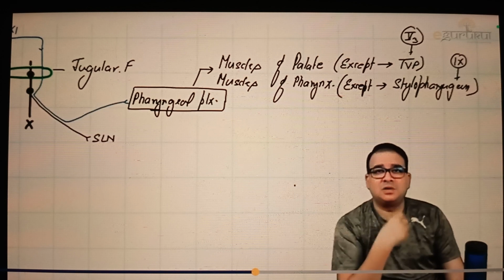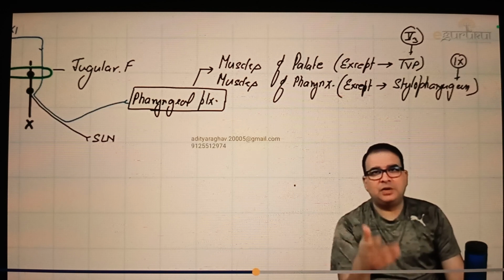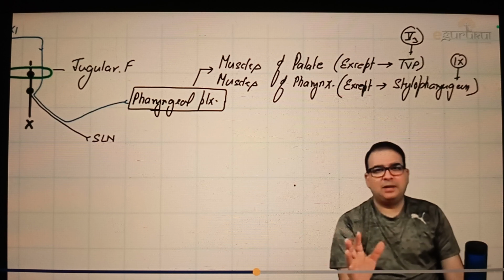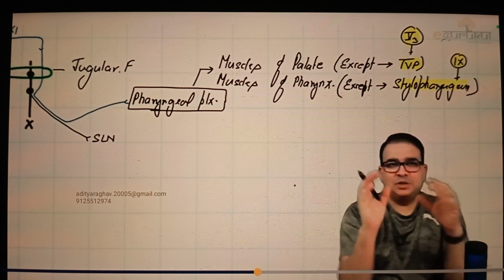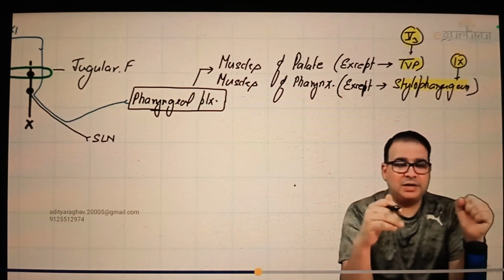There are so many muscles of the pharynx: superior constrictor, middle constrictor, inferior constrictor, stylopharyngeus, palatopharyngeus, and salpingopharyngeus. All of them are supplied by this, except what? Except stylopharyngeus and tensor veli palatini. Exceptions rule. The exceptions you have to remember. So that is the job of what now? Cranial accessory nerve. And whatever cranial accessory nerve is doing, it is doing with the help of vagus.